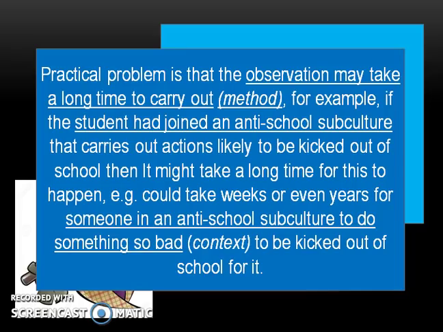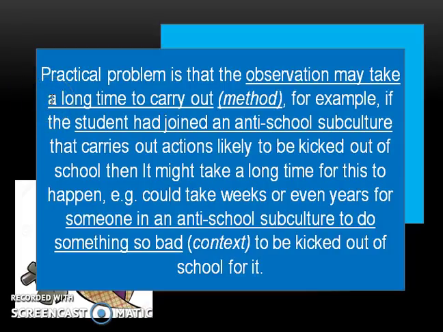So to get you started, here is an example paragraph to just give you some ideas about how to apply to the context. So, practical problem is that the observation may take a long time to carry out. That's just about the method. So that would get you maybe level 2, possibly a level 3 if you clarified.